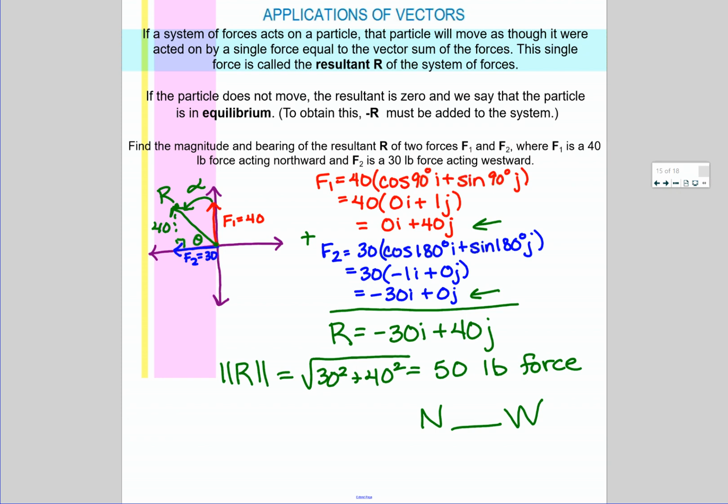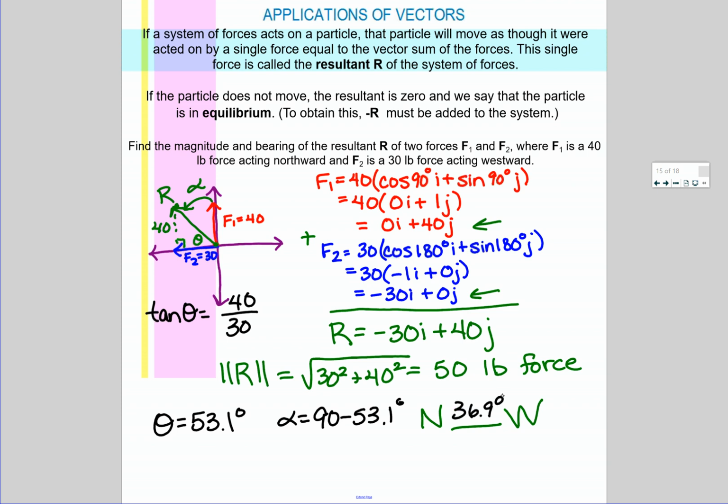Just tangent again. You don't need to worry about negatives. Tangent theta is opposite over adjacent: 40 over 30. Do your inverse tangent, and you get 53.1 degrees, which means alpha, if I do 90 minus 53.1, is going to give me my bearing, which is 36.9 degrees. So those are the two pieces, the 50 pounds of force and the northwest 36.9 degrees that this problem was asking for ultimately.